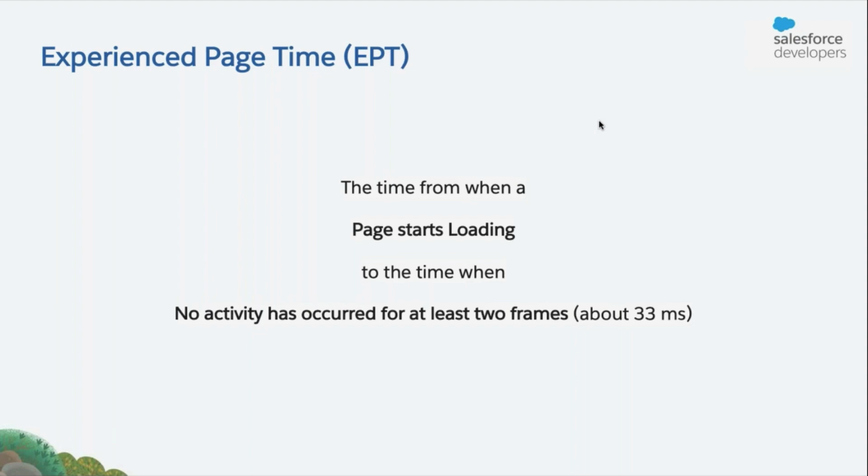The definition, if you talk purely from a textbook standpoint, is the time from when you start loading a page, so you click on a button or a tab to start loading it, until there is no activity for at least 2 frames. At least 2 frames is roughly about 33 milliseconds. So we measure how much time it takes until there is no activity for 33 milliseconds. The reason we leave that buffer is to account for false positives and negatives regarding asynchronous operations. So we wait for all the responses to come back, and then we show you the entire time the page has taken. That is what we call EPT, or experienced page time.